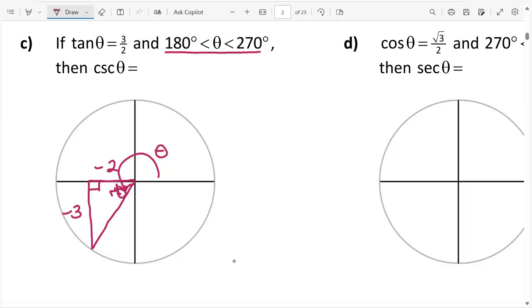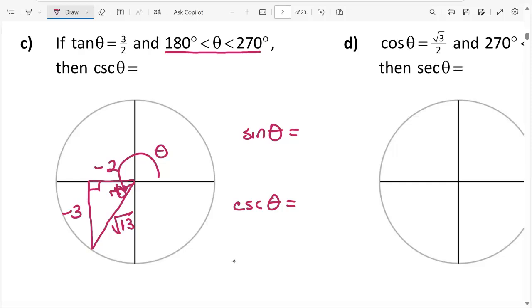And we're asked for the cosecant ratio. And the cosecant ratio is the reciprocal of sine. So we're going to start by finding the sine ratio, and then we're going to flip it over to find the cosecant ratio. Before we do that, we need to find the missing side length, or the hypotenuse. 3 squared is 9, 2 squared is 4, so our hypotenuse is the square root of 13.